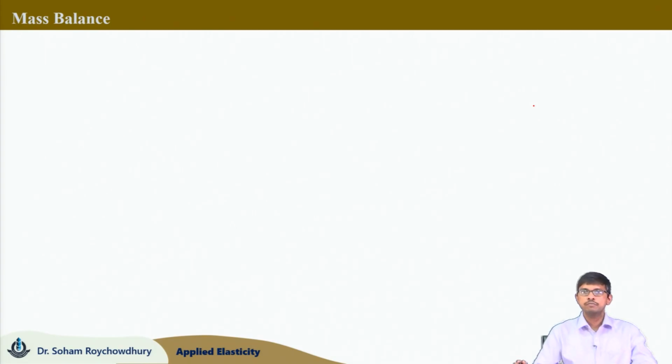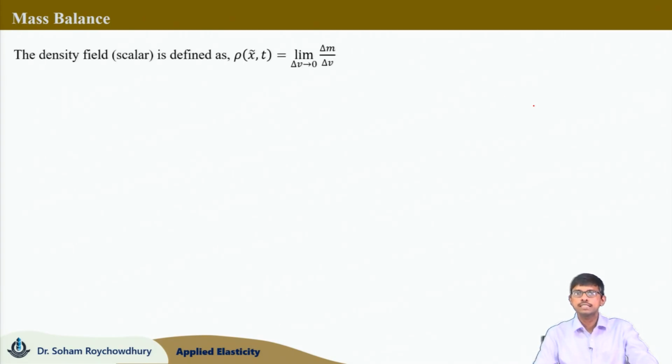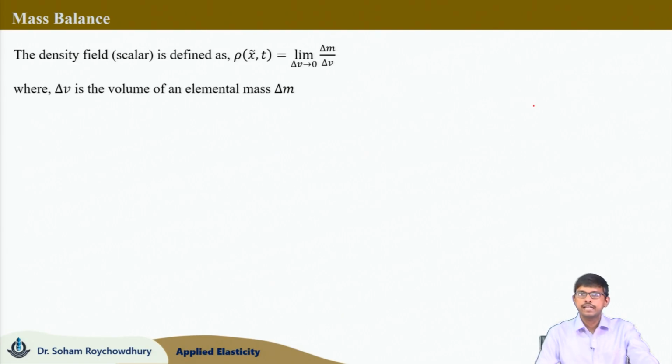Now moving forward, first we are going to talk about the mass balance. Let us define the density as a scalar field rho(x, t), which is defined as the limit of delta m by delta v as delta v tends to 0, where delta v is the volume of a small element whose mass is given by delta m. So density rho is the limit delta v tending to 0 of delta m by delta v.